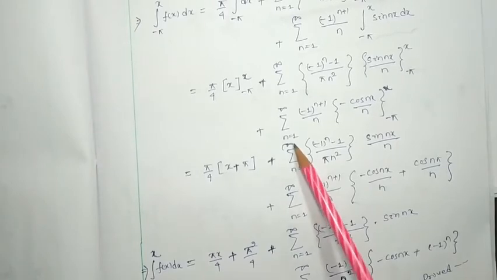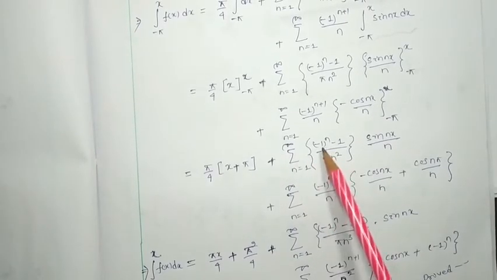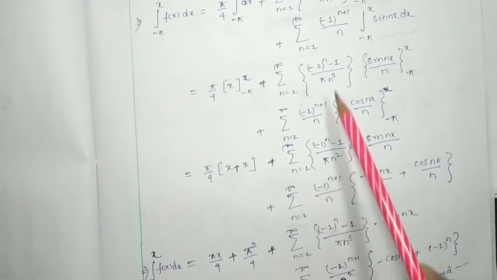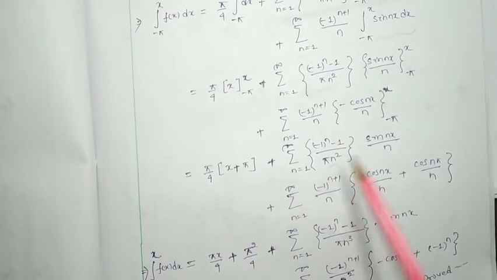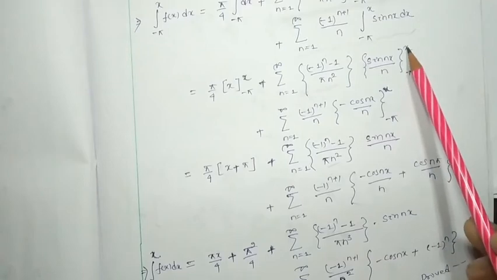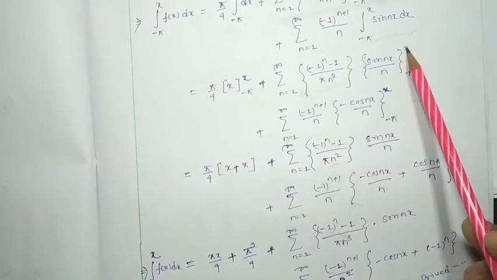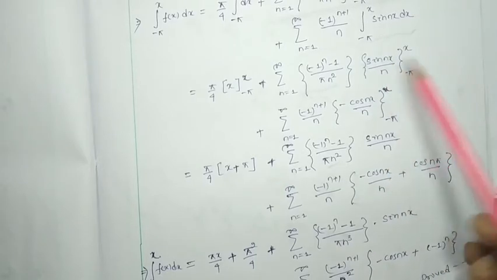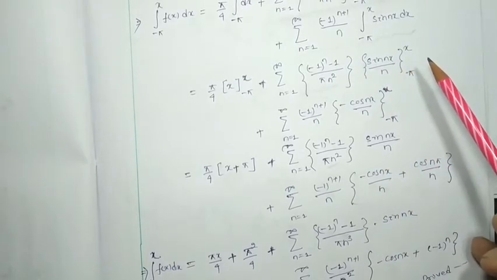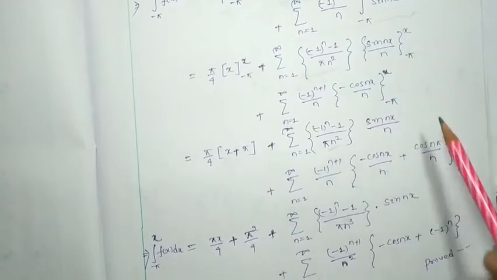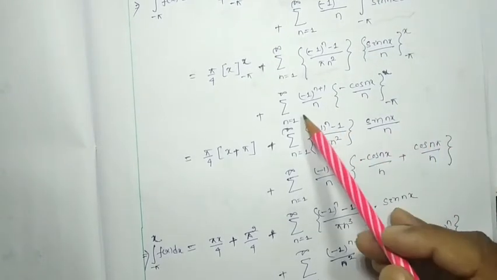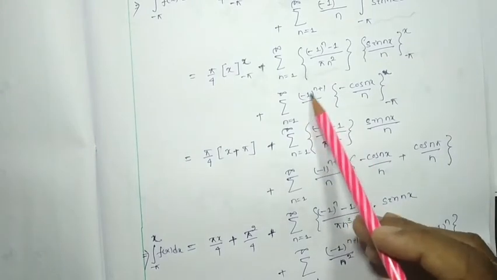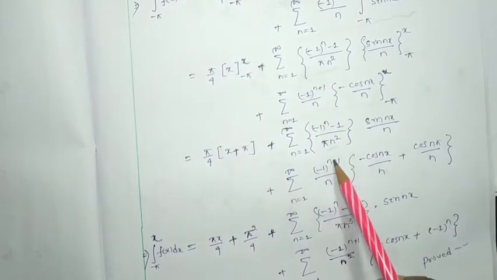the summation from 1 to infinity. This is ((−1)^n − 1)/(πn²), this much here, and if we put the limit, x will be here, sin nx by n. If we put π, we know that sin nπ will be 0, so the second term will be 0. Now we consider this one, so it will be (−1)^(n+1), and (−1)^(n+1)/n, (−1)^(n+1)/n.